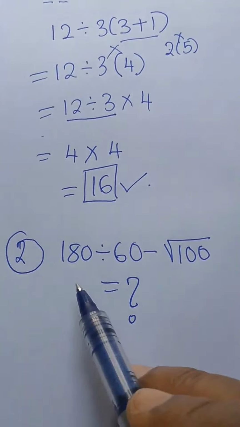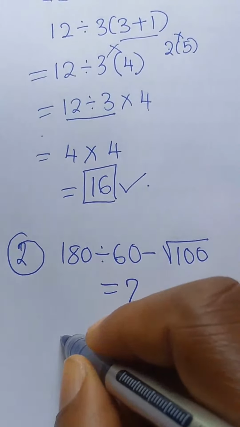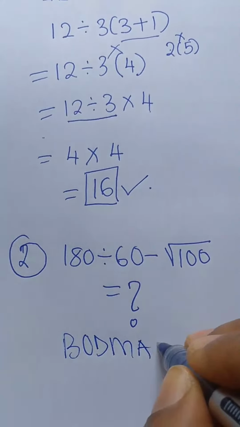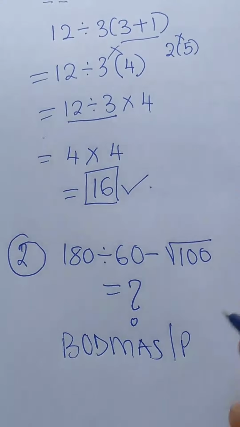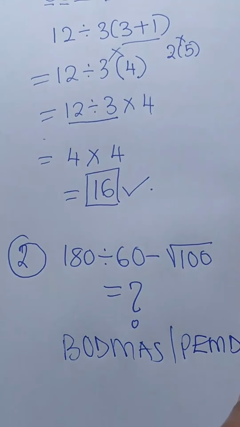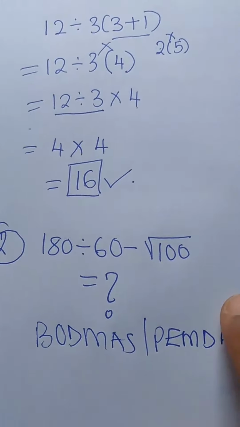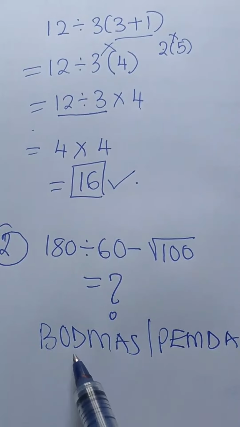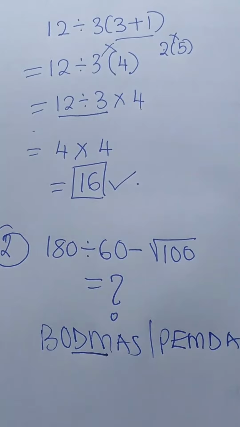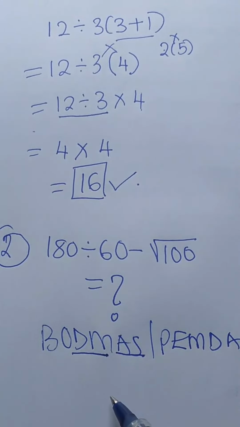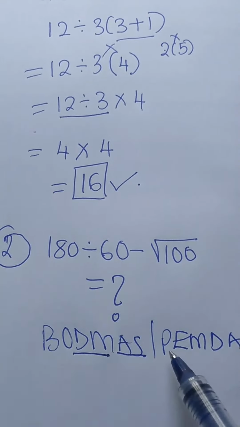Now, when you have something like this, we use BODMAS, and some people call it PEMDAS. B stands for brackets, O for order. Division and multiplication are on the same level; you apply the one that comes first from left to right. Addition and subtraction are on the same level; you apply the one that comes first from left to right.